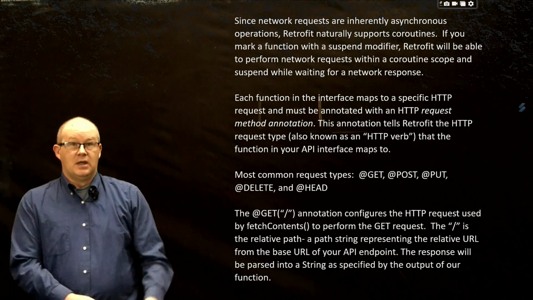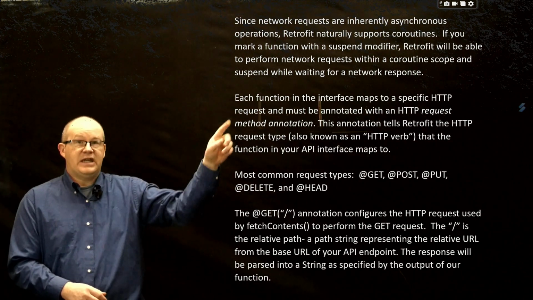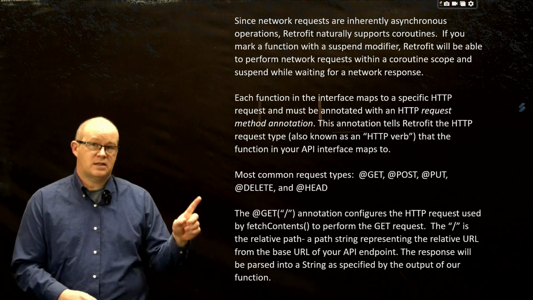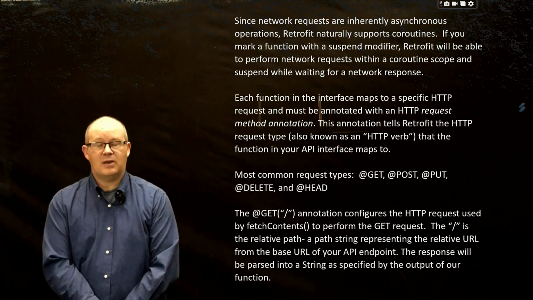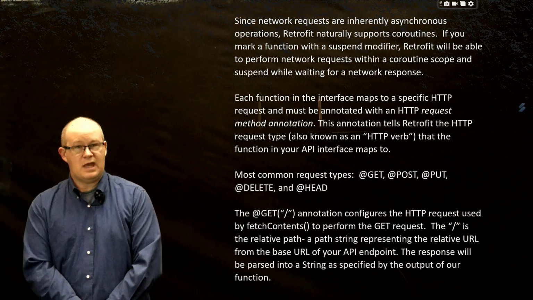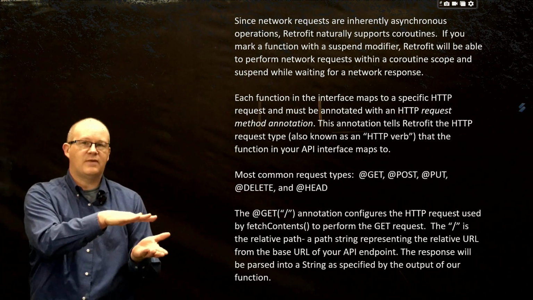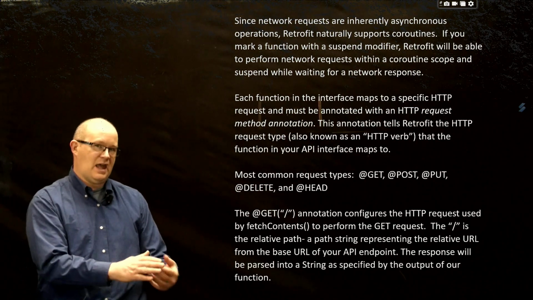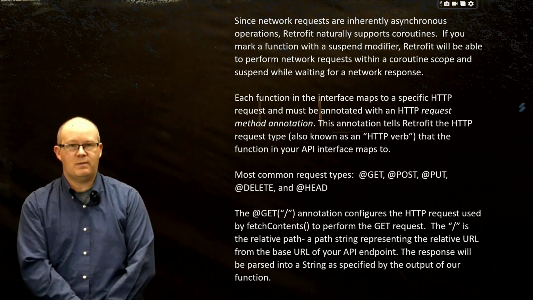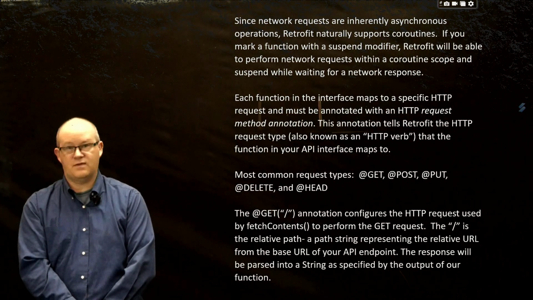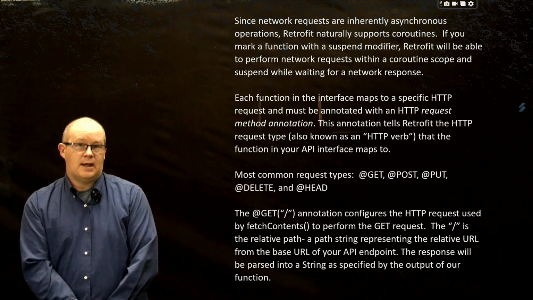Let's see. So, we talked about this a little bit. Each function in the interface is going to map to a specific HTTP request. Take a look at some examples here. GET is the one that we have. DELETE, pretty obvious. HEAD is just going to get some of the website instead of everything. So if we have a lot to look through, we might try HEAD, so we could just take a look at the beginning of what we're fetching.